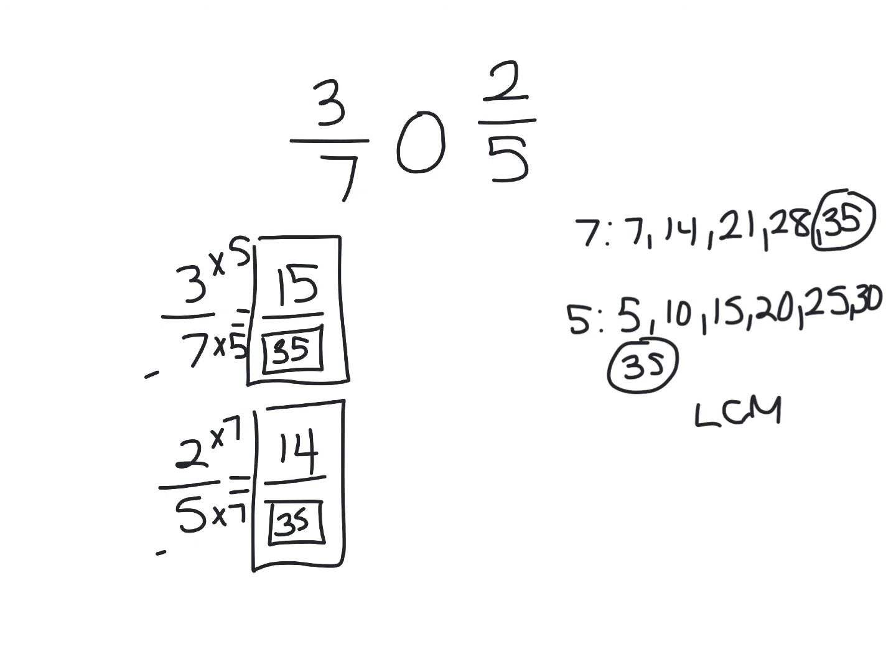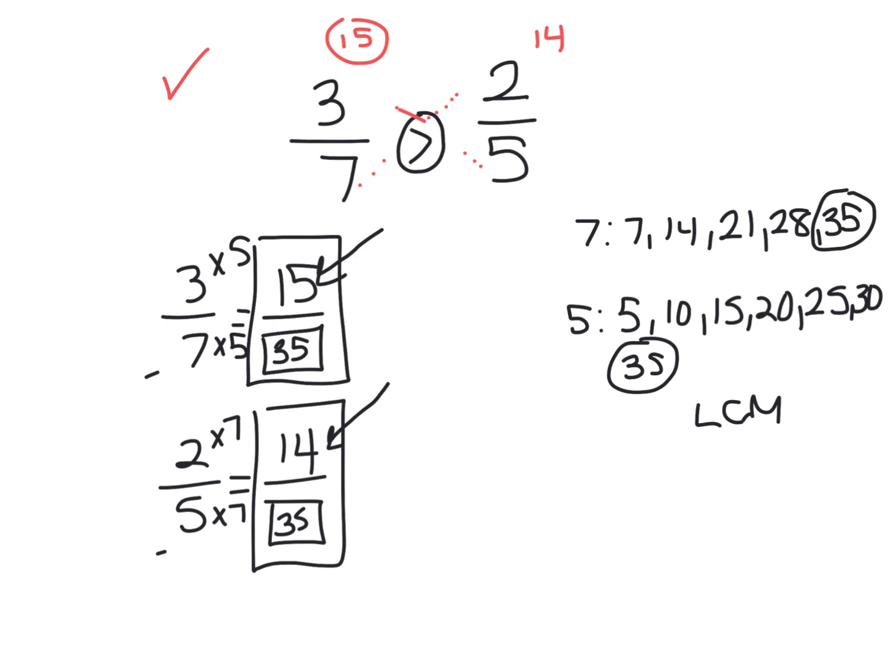Now I can see that 15 out of 35 parts is going to be greater than 14 out of 35 parts, which means that 3/7 is going to be my bigger one. I could also use my double checking trick of cross multiplication, and I can see that 7 times 2 is 14, and double check here, 3 times 5 is 15, and yep, it worked. My double checking trick worked.